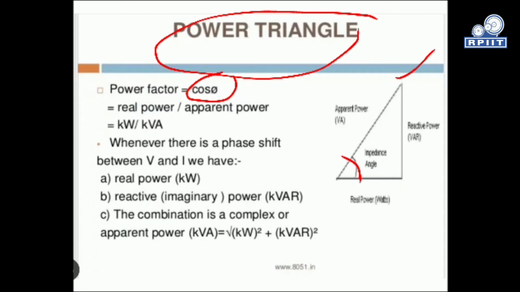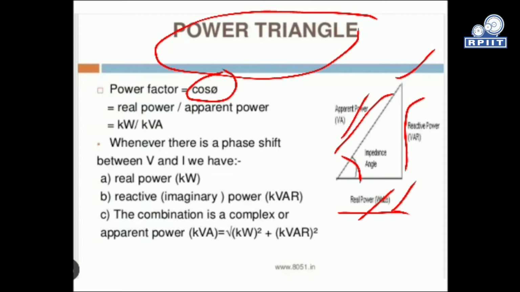That is the ratio of real power upon apparent power. So by this triangle, we take this base as the real power, we take this hypotenuse as the reactive power, and we take this as the apparent power, right? So cos phi, or the impedance angle, is nothing but real power upon apparent power. Real power is calculated in watt, kilowatt, apparent power is calculated in kVA, and reactive power is calculated in VAR.